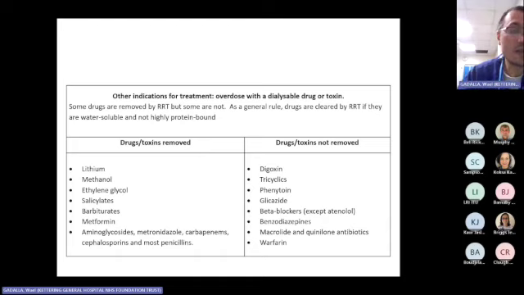While other medications like lithium, methanol, ethylene glycol, salicylate, barbiturates, metformin, aminoglycosides, metronidazole, carbapenems, and penicillins are a group of medications that can be dialyzed if dialysis is needed for them.